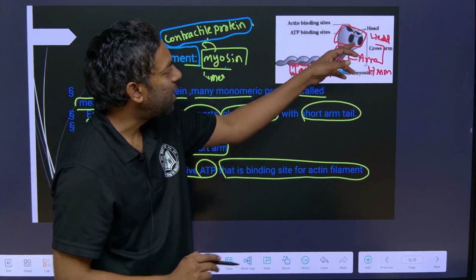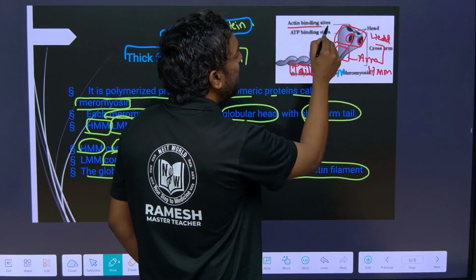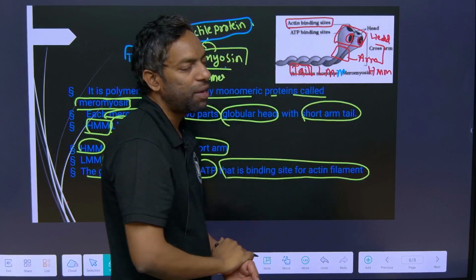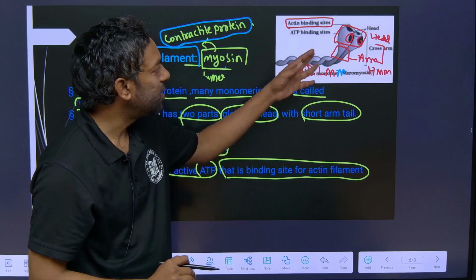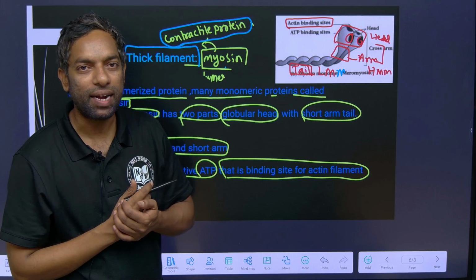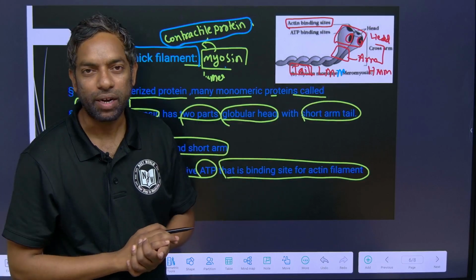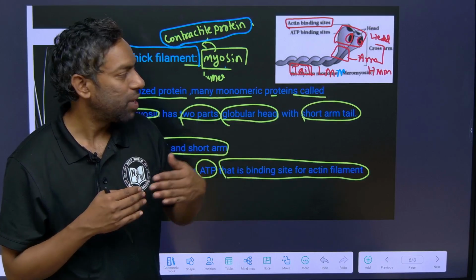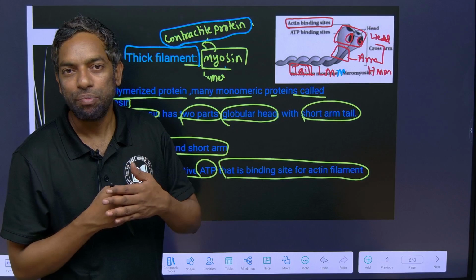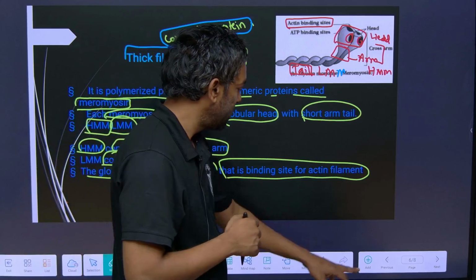On this head part there is a site we call the ATP binding site. This site is available for the attachment of actin in muscle contraction. Actin is another contractile protein. These proteins bind together to make muscle contraction. We will discuss that.